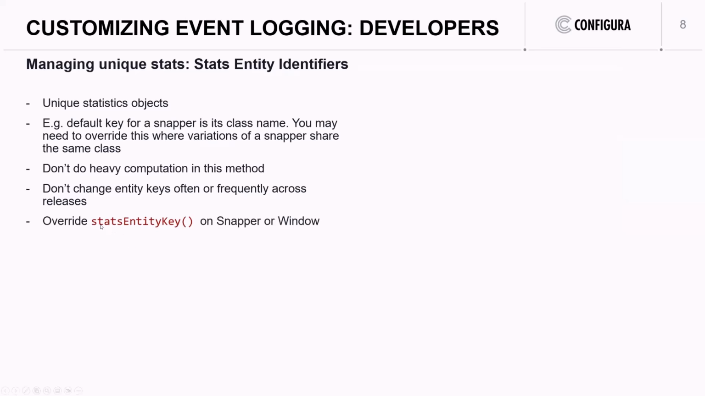The method you would override exists on Snapper and Window: stats entity key. Basically, you provide, this is my entity key in this case, and this is my entity key in this case. This is the method you're going to use to let the analytics dashboard know, this is a unique statistics object. Collect all the information here under this key.